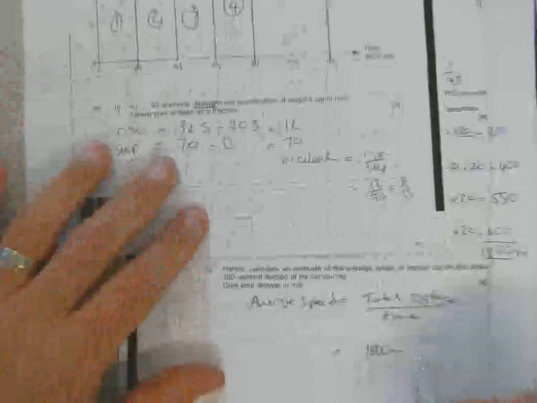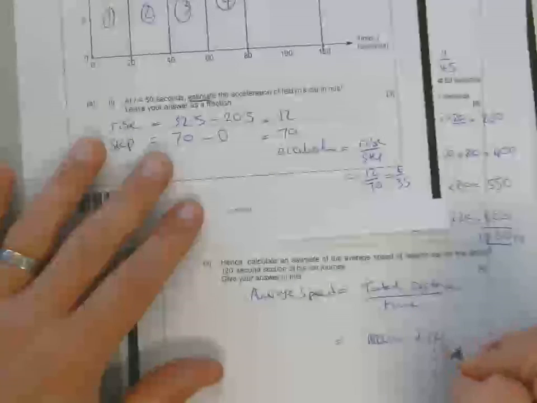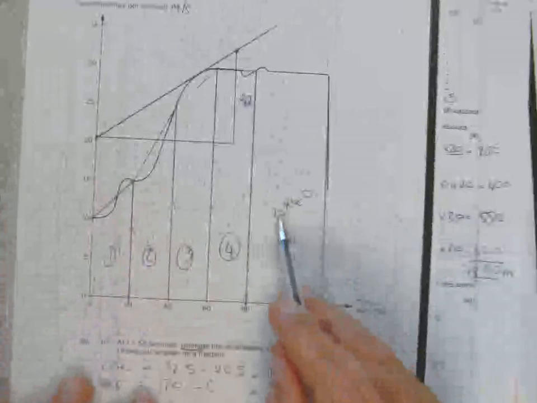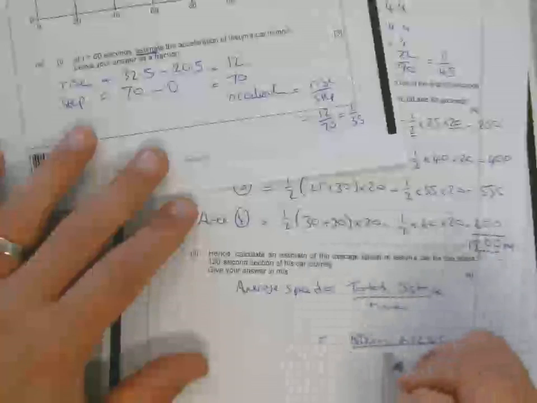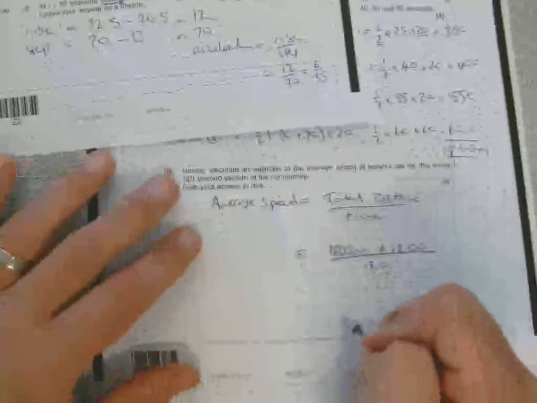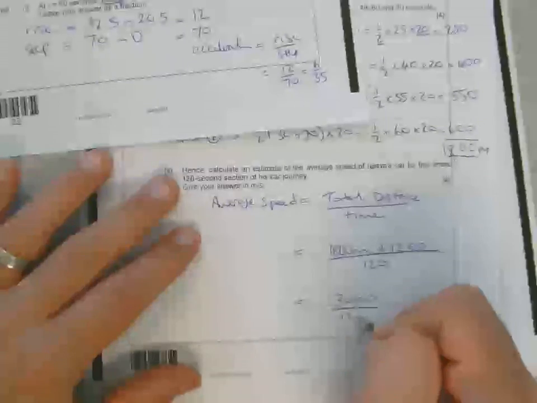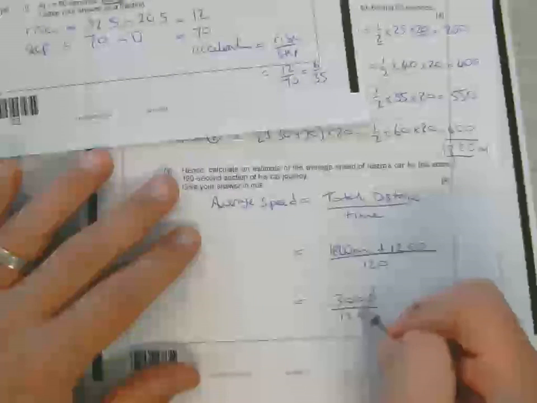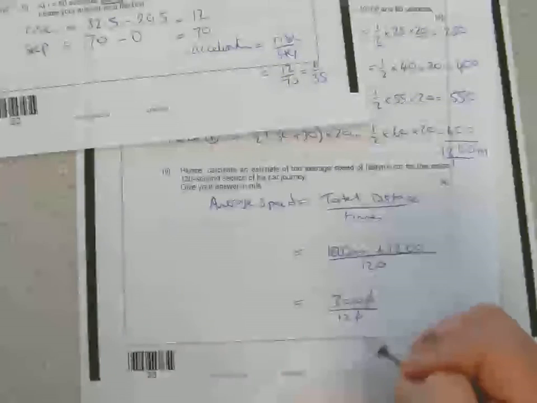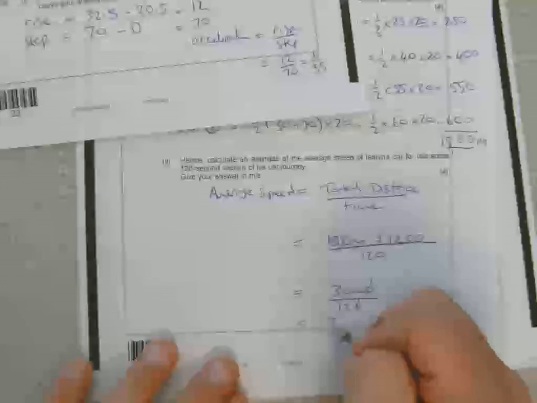So 30 times 40 will be 1200, of course, because 3 times 4 is 12, and add the 2 zeros. All over the total time of 120. So that would be 3000 divided by 120, and then these will cancel. So you've got 300 divided by 12, and of course 300 divided by 12 is 25 meters per second.